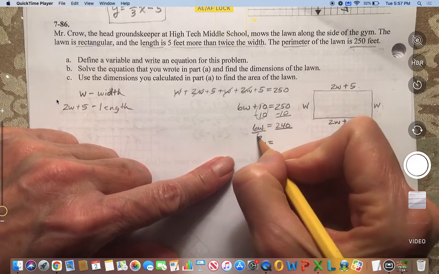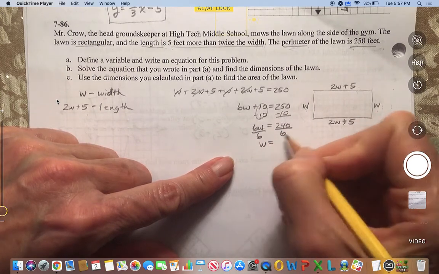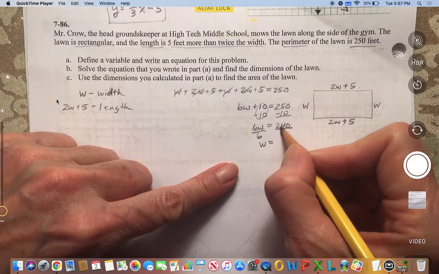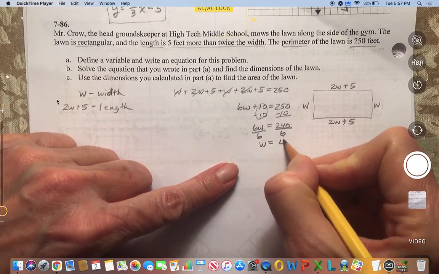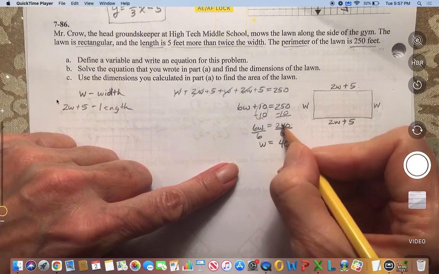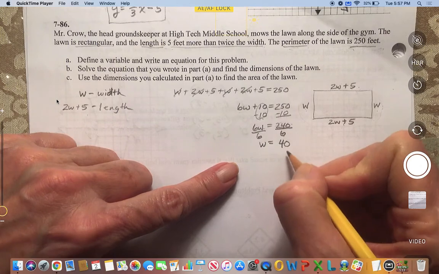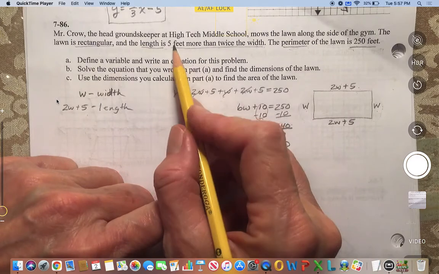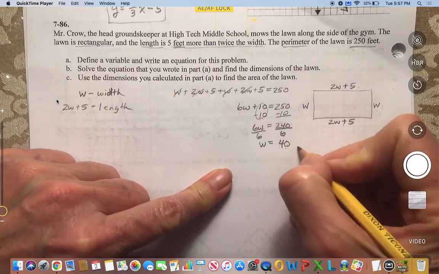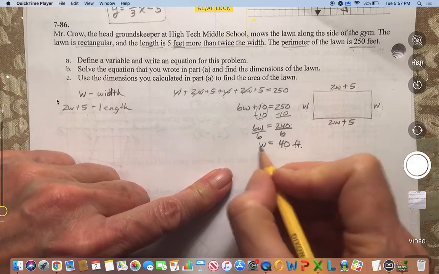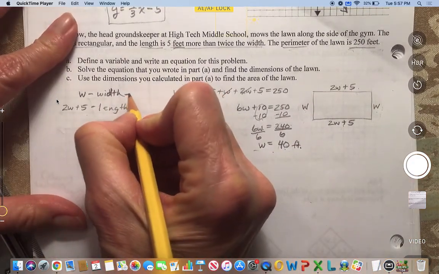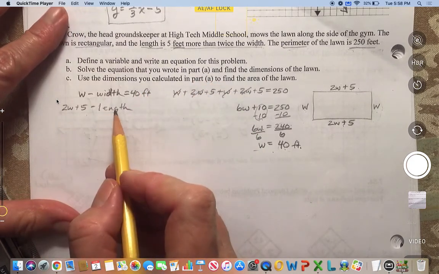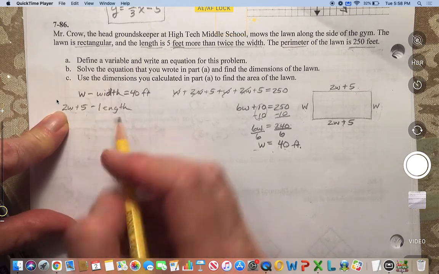And on this side, we forgot we needed to divide by 6 also. So now it's 240 divided by 6. Okay, 6 goes into 24 4 times, and then we've got another 0 there because that was into the tenths place. So this is 40. The width of this, and what are the units? Well, it's all in feet. So it's 40 feet. That is what the width is equal to. I'm going to put that up here. 40 feet. And now we need to figure out what the length is.